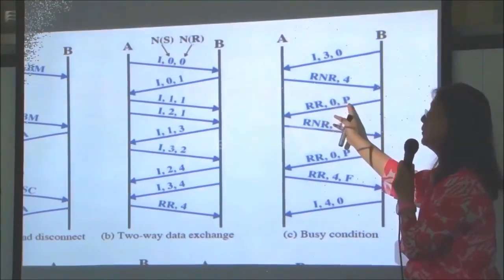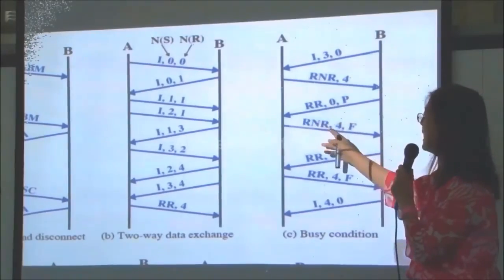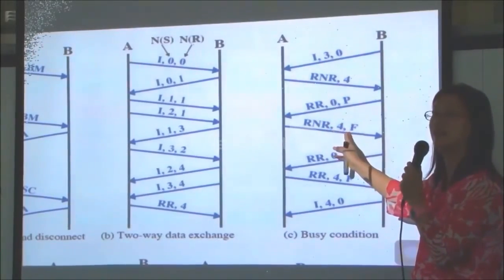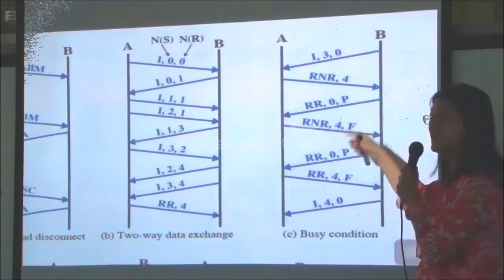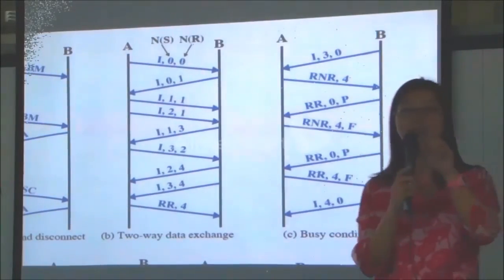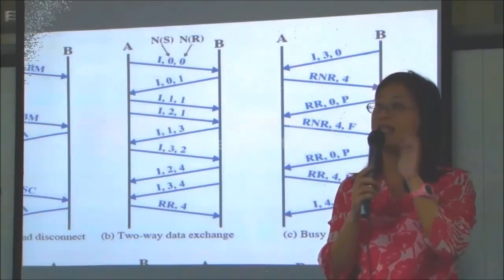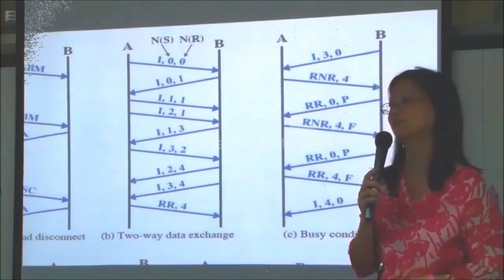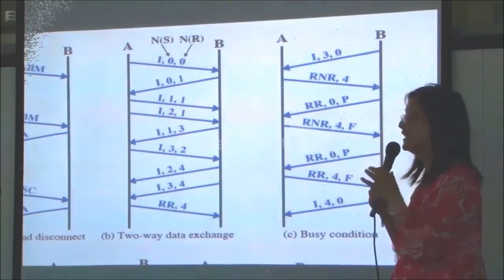So they send a poll to ask, what is your status? This one's answer is still not ready, right? And they have to set that bit to final. The final is the same bit. But if it's a question, it's called a poll. If the answer, it's called final, okay? It's the name of the bit in the protocol.